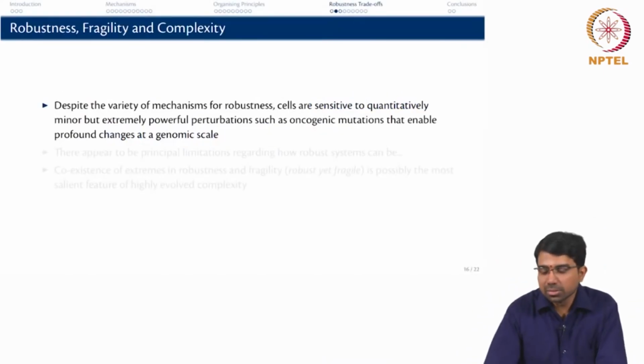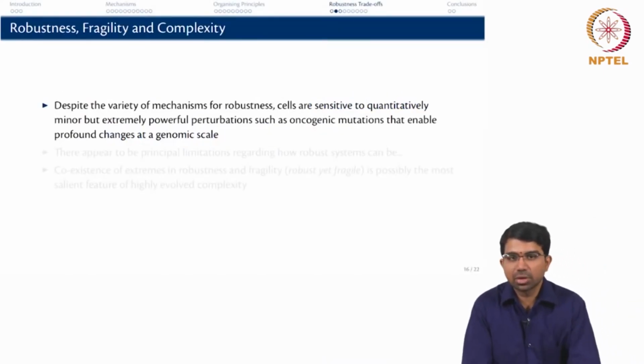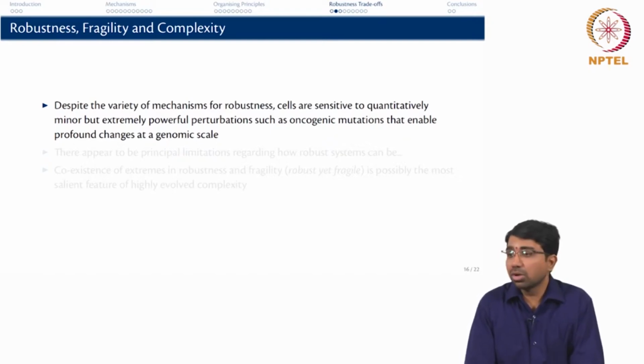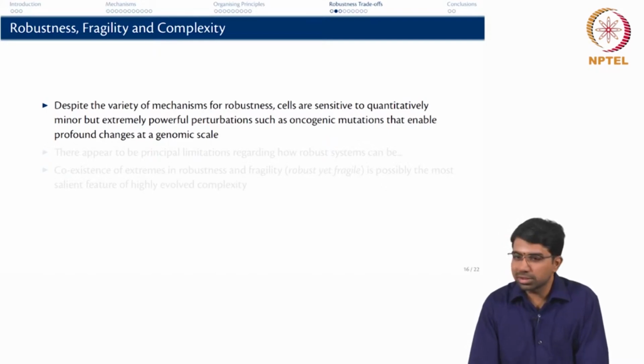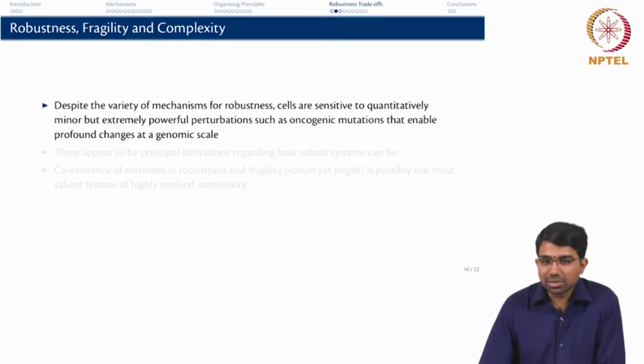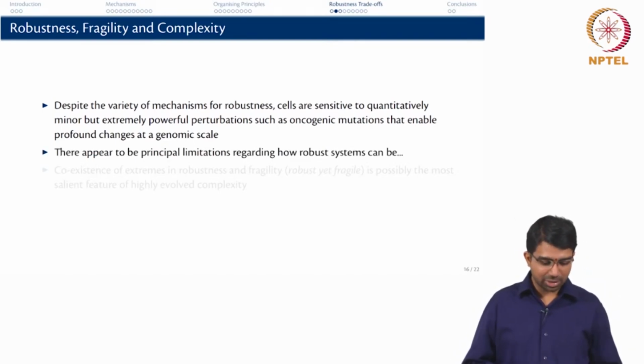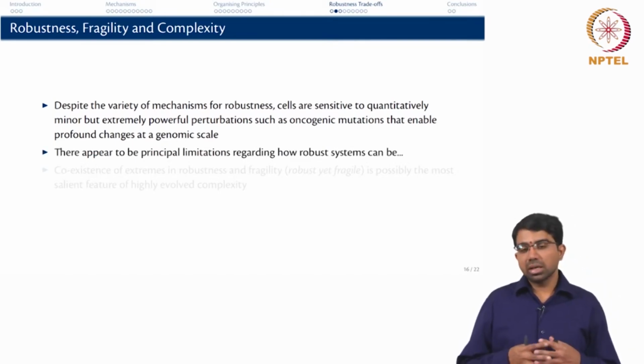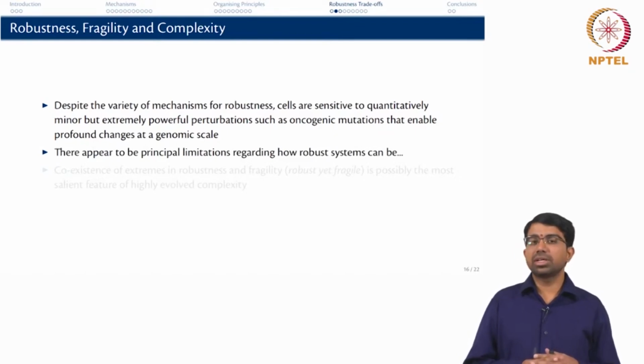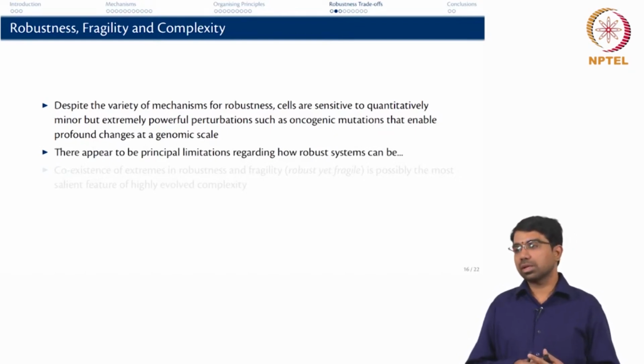Despite the various mechanisms that we talked about for robustness, cells are sensitive to quantitatively minor but extremely powerful changes such as mutations, like oncogenic mutations. We have mutations going on all the time in the body, but when an oncogene gets mutated, cancer sets in and so on. And it seems that there are principal limitations on how robust a system can be.